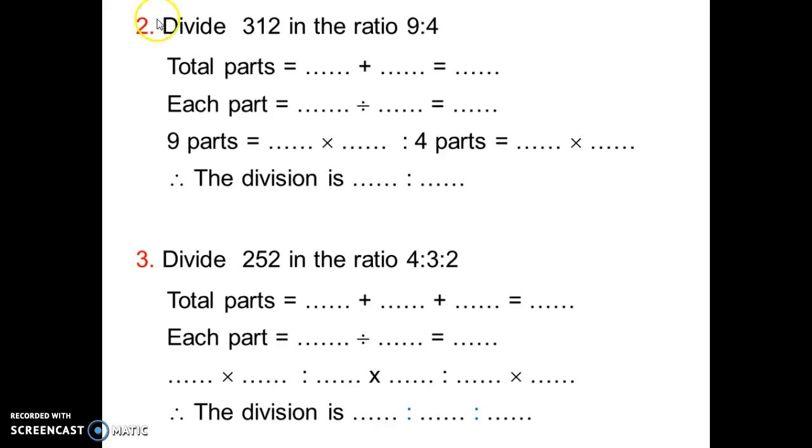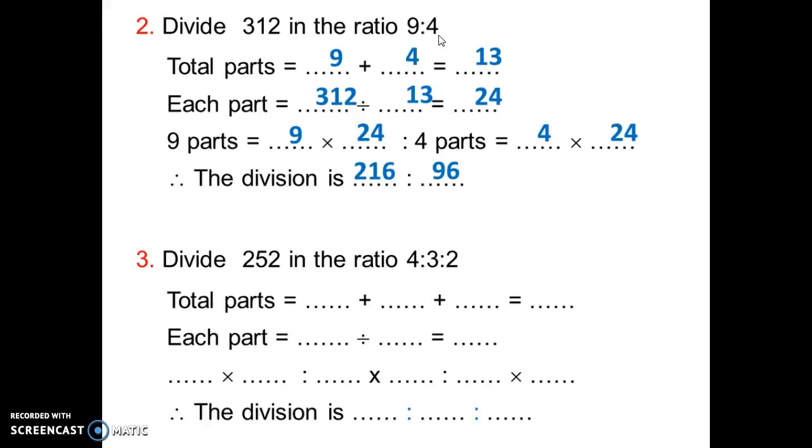Another couple of examples. If I had 312 in the ratio of 9 to 4, I find out my total parts. 9 plus 4 is 13. Each part, I get the 312, divide it by the 13 and get 24. So each part's worth 24. So my 9 parts will be 9 lots of 24. The 4 parts will be 4 lots of 24. And then working out those sums.